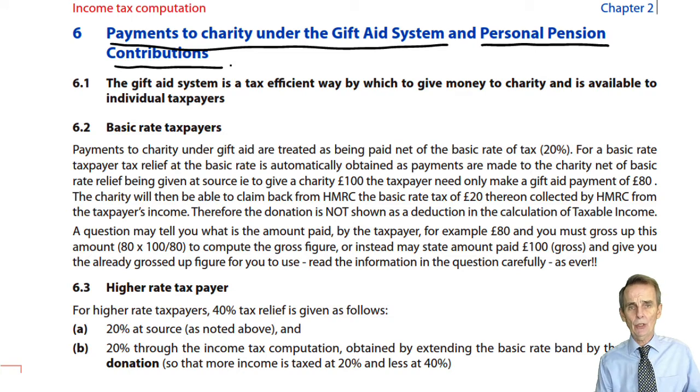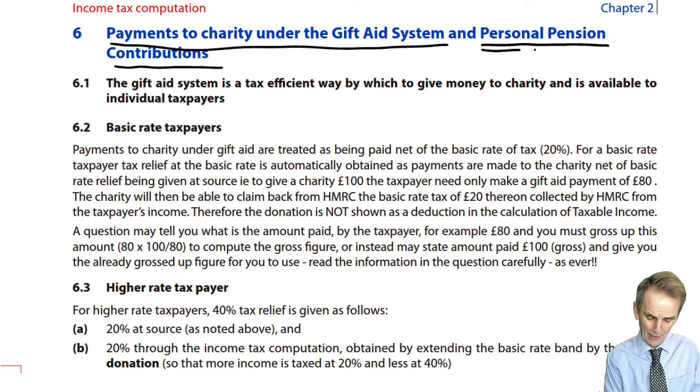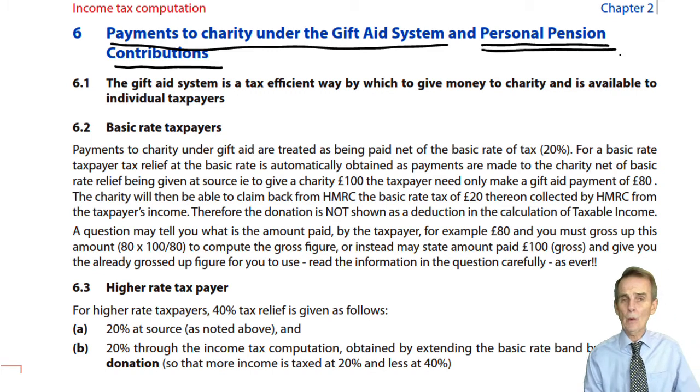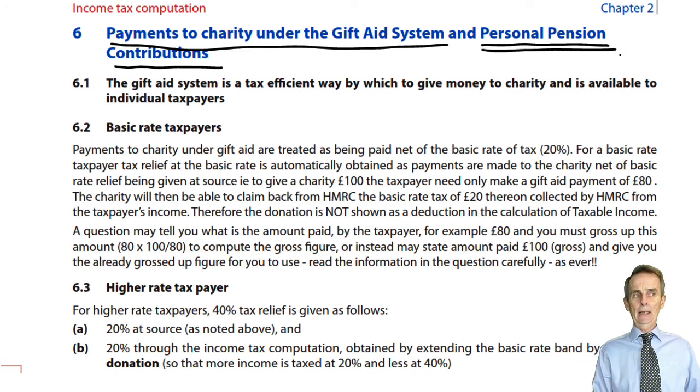When we come to Chapter 10, we'll explain how you deal with both personal pension contributions, and another one that we mentioned last time, occupational pension scheme contributions. All we've got to know here is that if we are given a figure of a gift aid payment or a personal pension contribution payment, it is exactly the same taxation treatment. We do the same. Now, often in tax, students ask, why? Why do we do that?